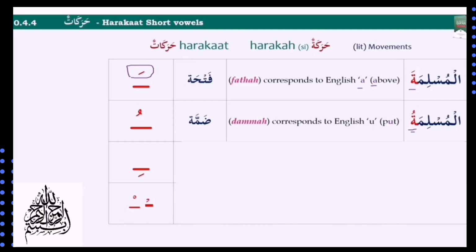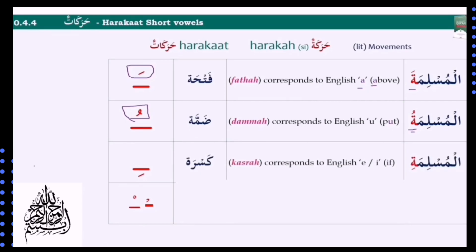Then we have the one kasra, which is written underneath the letter. So you have kasra, which gives us an e or an i sound, and we see it here, al-muslimati, al-muslimati. So we have the 3 vowels in Arabic, a, u, and e. These are the only 3 vowels in the Arabic language. So fatha, dhamma, kasra. Those of you from the Indian subcontinent, you call these zabar, pesh, and zer. The Arabic names for them are fatha, dhamma, kasra. You can use whichever one you're familiar with, but these are the proper Arabic names for them.